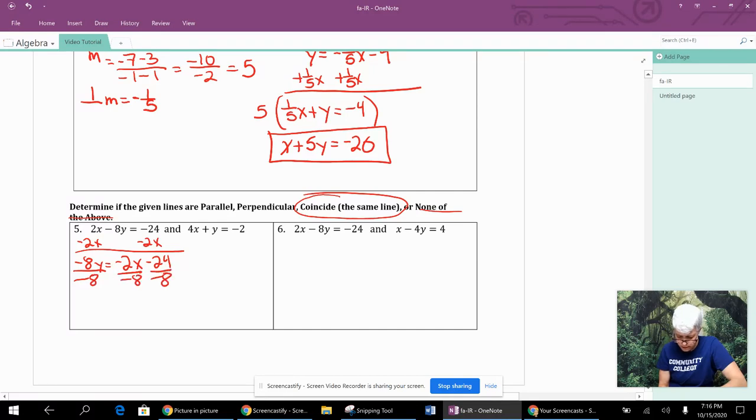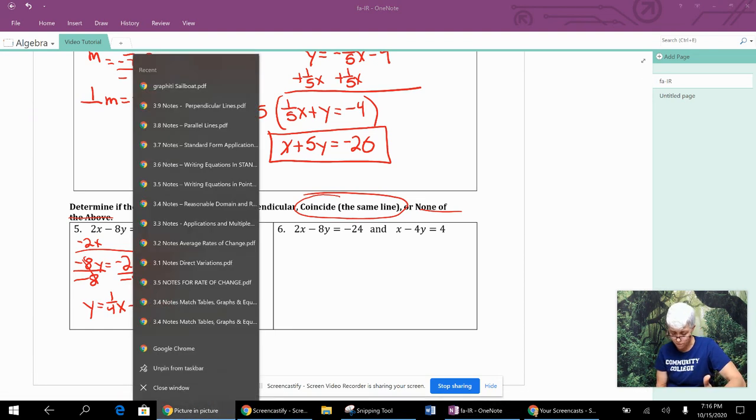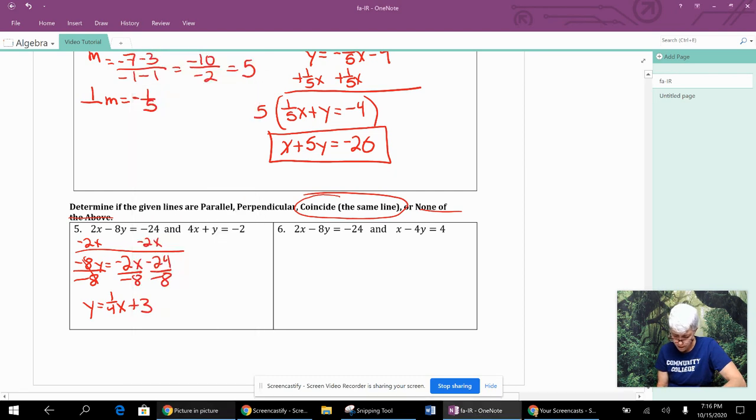Now I'm going to get rid of the 8. Bear with me on this one because this is important. Y equals a positive 1/4 x plus 3. All right, we're done with that one. Now we're going to put the other one in slope-intercept form. Whoops, what the heck? Okay, so -4x on both sides. This takes time and patience, so please be patient with yourself.